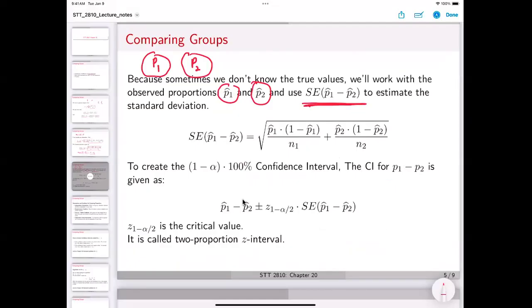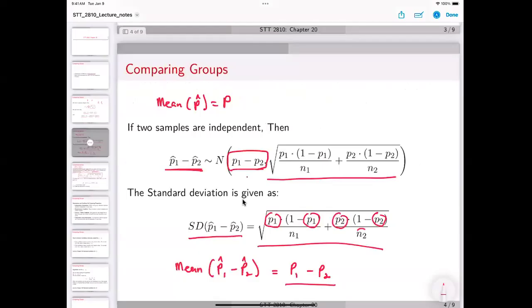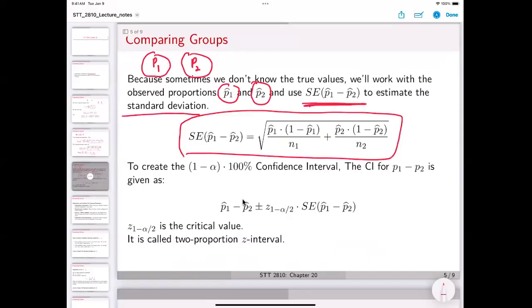This is the formula for the standard error. It is similar to the standard deviation. The only difference is that with the standard deviation, you have the true proportions, but with the standard error, it is the sample proportions. That is the difference.